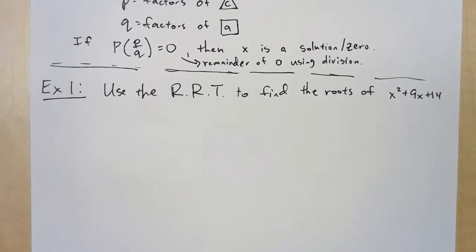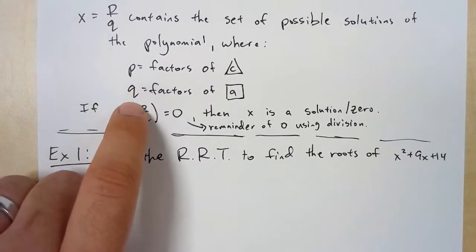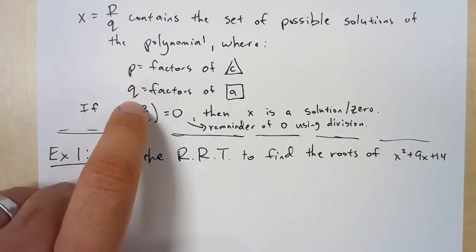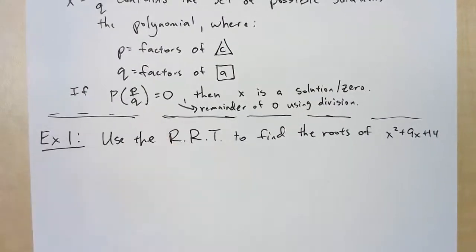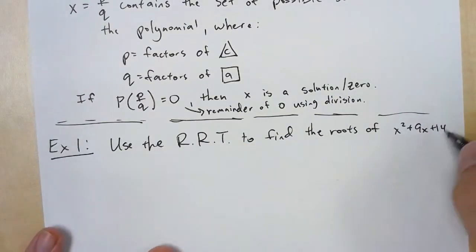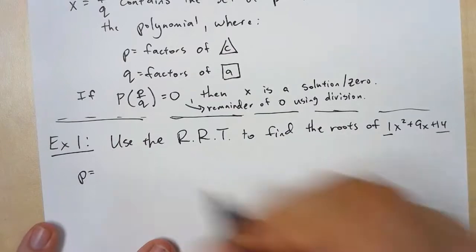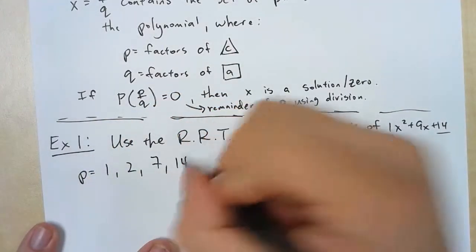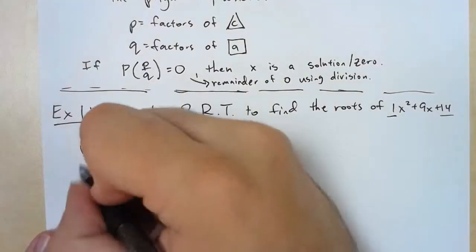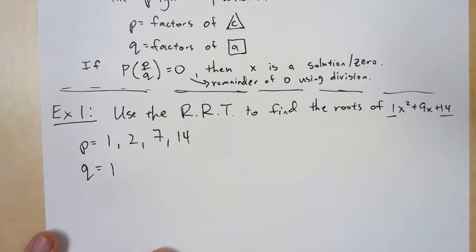Okay, so we need to find the factors of this last term, this p, find the factors of the coefficient of the first term, this q, and now we can divide these so that we can plug them in and test. So our last term, our c, is 14. Our first term is 1, of course. So for p, we're looking for all the numbers that divide into 14. So 1 and 2 and 7 and 14, and that's all of them. Q is really easy this time. Q, we've got a number in the front, is just 1.